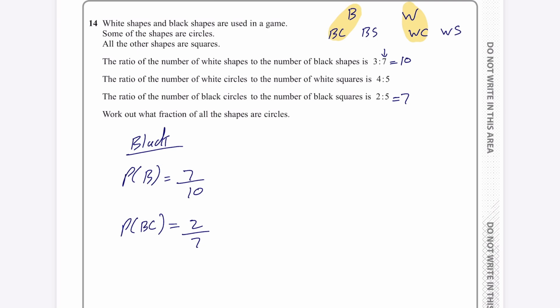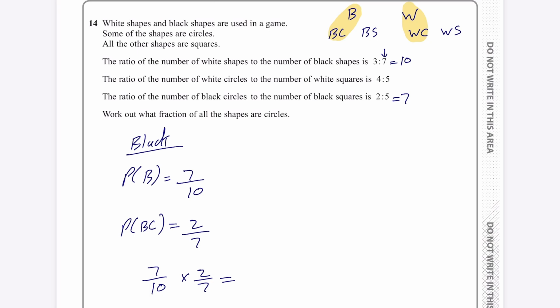So 2 out of 7 are black circles. So now I just need to multiply the 2 together to figure out, because I know 7 out of 10 are black, and out of those 7 out of 10, only 2 out of 7 are circles. So if I do 7 out of 10 times 2 out of 7, that tells me how many of the total are black circles.